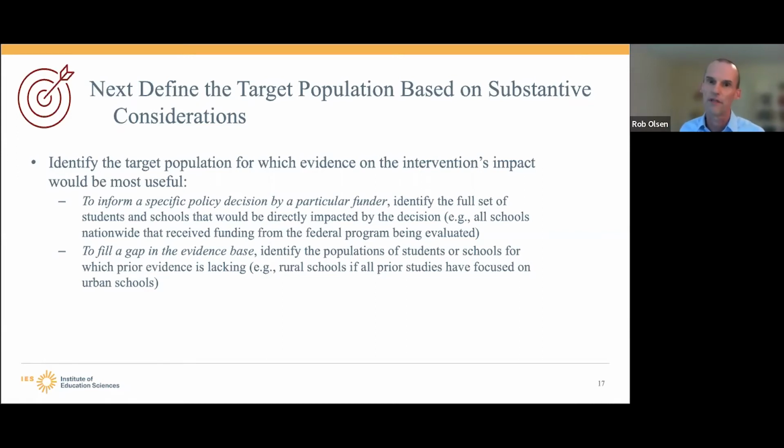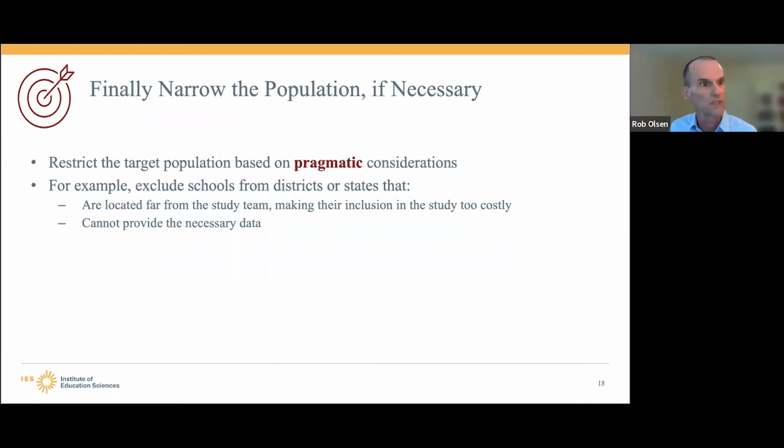Identifying the target population based on substantive considerations is a key step in defining what the study aims to learn, and it should be motivated by a well-defined policy or research objective. Next slide, please.